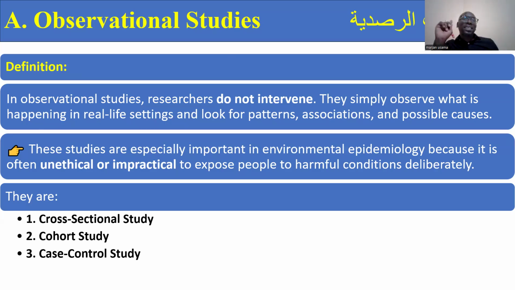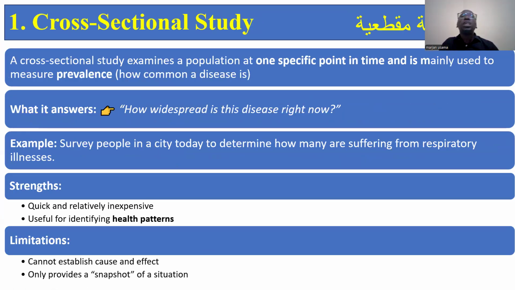Now, the observational studies are divided into three. This is very important. Number one, you have cross-sectional study. Number two, cohort study. Then number three, case control study. So these three are under observational studies. So number one is cross-sectional study. Now, when you are talking about cross-sectional studies, this is dirasat al-maqta'iyya. Maqta'iyya means a specific point in time.